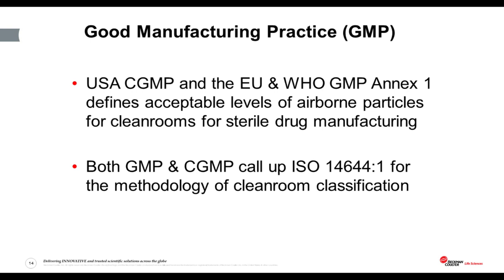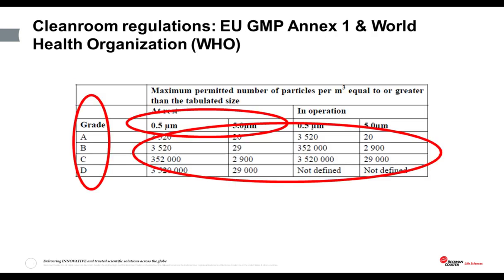Now, this of course falls under the GMPs, and there are two main flavors of the GMPs. This is the American, North American cGMP, and the European and World Health GMP Annex 1, which is the same document. So everywhere in the world follows the European Annex 1, apart from North America with the cGMP document. Now, both these GMP documents, however, call up the ISO standard ISO 14644 Part 1 for the methodology of clean room classification.